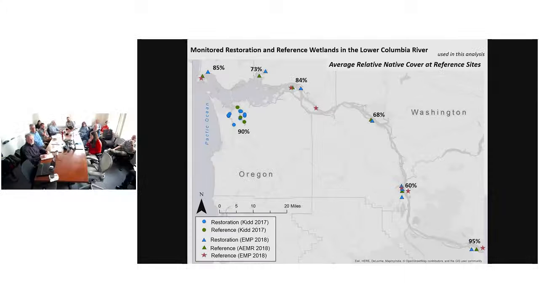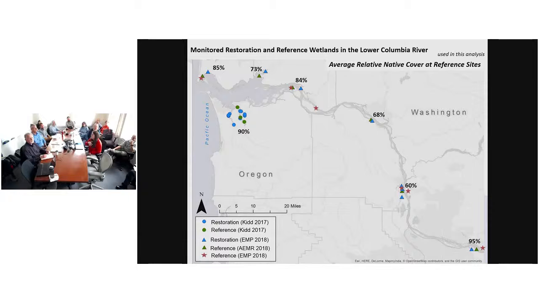Sites in Young's Bay, which you can see closer to the mouth of the river, the whole bunch of circles. That's from my dissertation research from 2017. The main thing I want to point out here is that the amount of native cover on reference sites, so these are our sort of target sites, really varies throughout the Lower Columbia River.